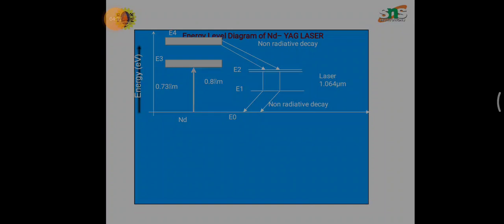From these energy levels, the ions make a non-radiative decay and gather in a state called the metastable state, until population inversion is achieved. Once population inversion is achieved, stimulated emission builds up rapidly. Hence a pulsed form of laser beam of wavelength 1.064 micrometer is emitted during the transition from E4 to the lower energy level E1. A large amount of heat is produced by the flash tube during working, hence a cooling arrangement is made, either blowing air or circulating water over the crystal.